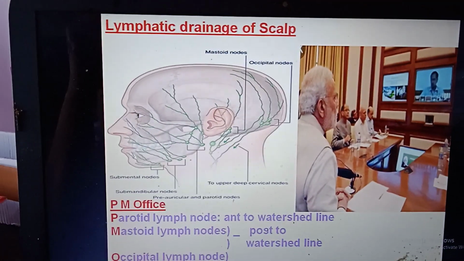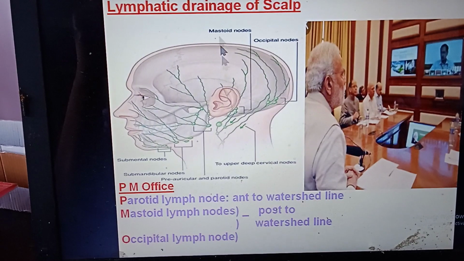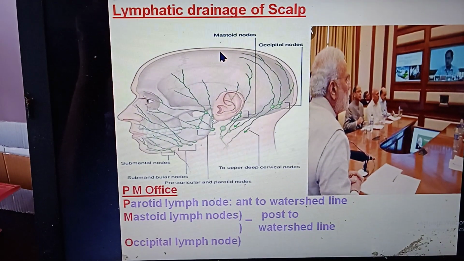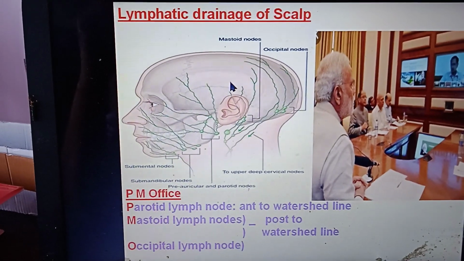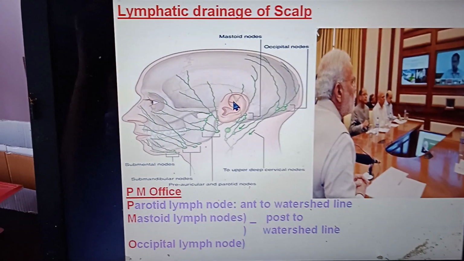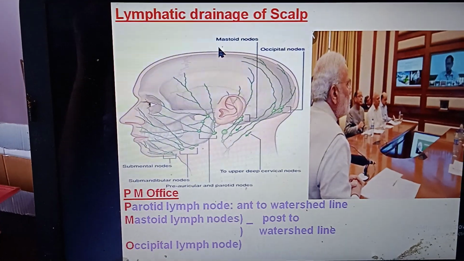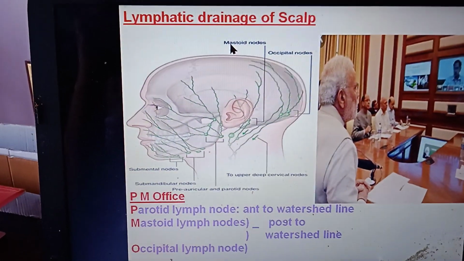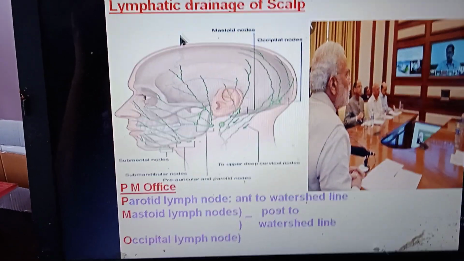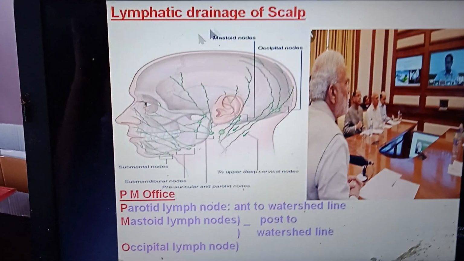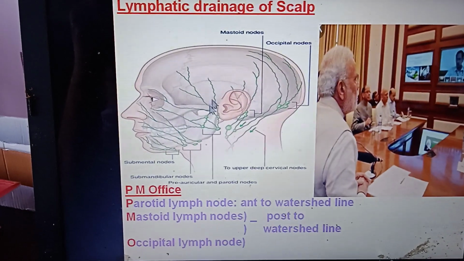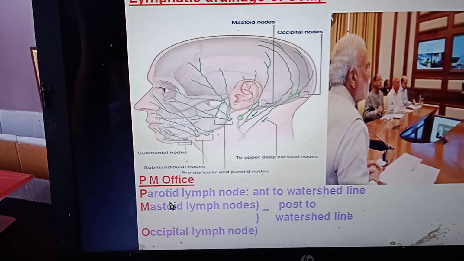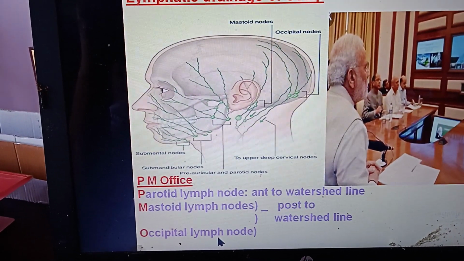Now coming to lymphatic drainage of a scalp, in the middle, if we draw one line across the scalp in the middle, which is passing through both auricles, that is the watershed line. Anterior to that imaginary line or watershed line, it will drain into the parotid lymph node, and posteriorly it will drain to mastoid lymph node and occipital lymph node.